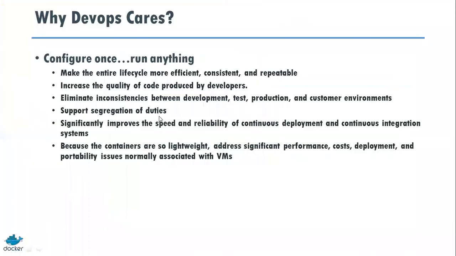So all these things, I'll show you in this slide. Let's go through it. We have technical systems that we can develop: development, test, production, customer environments, and support segregation of duties. That is, you can create a container for different components, and all of them can talk to each other. This is important because containers are so lightweight, and they address significant performance, cost, deployment, and portability issues normally associated with virtual machines. You cannot ship a virtual machine along with your application, right?